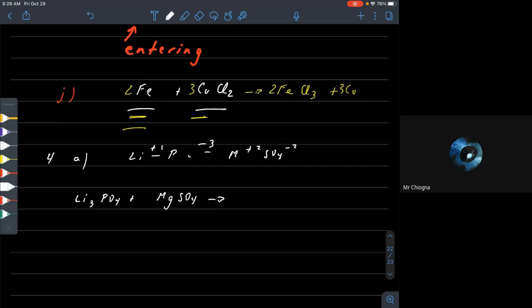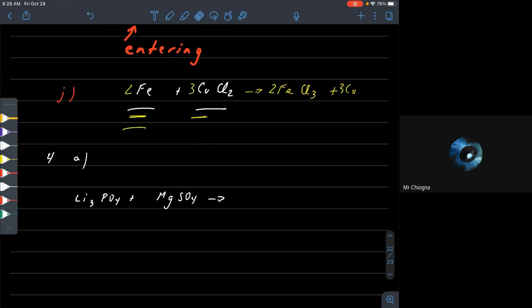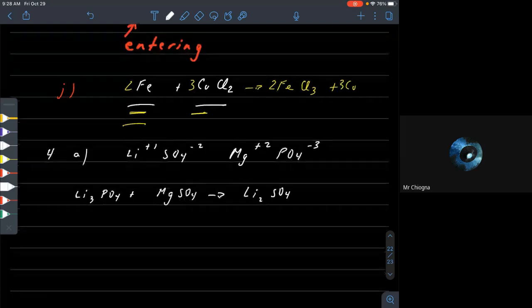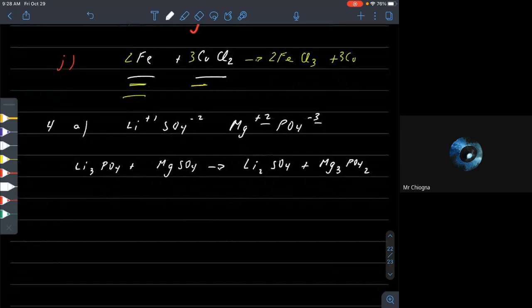Okay. Produces on the right lithium sulfate. Lithium is plus 1. Sulfate, how do I know it's a polyatomic? Ends in ate. Minus 2. Crisscross, you get Li2SO4. Next one is magnesium phosphate. Mg plus 2. PO4 minus 3. Do I crisscross or not? Yeah, the different numbers, like crisscross. Mg3, PO4, 2. Is that right? No, I need brackets.